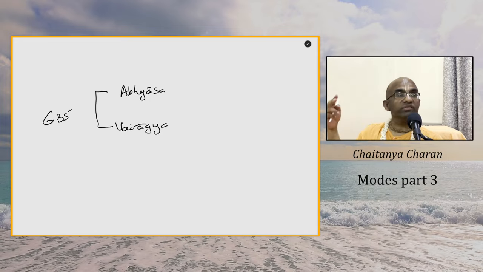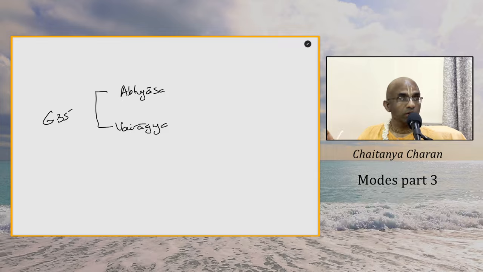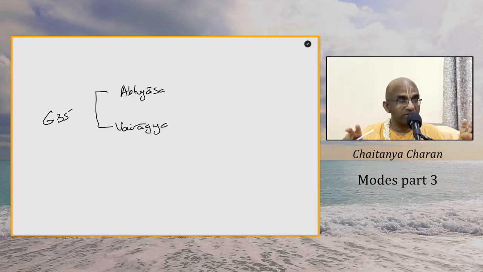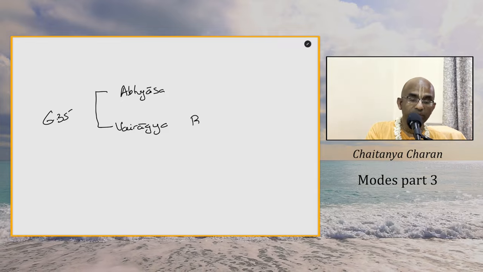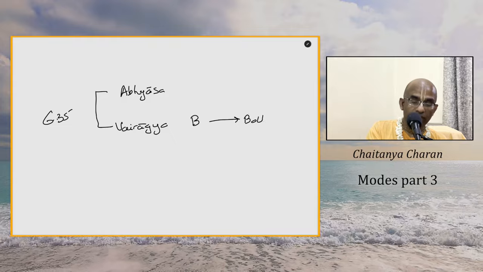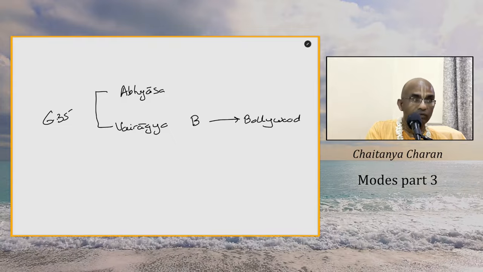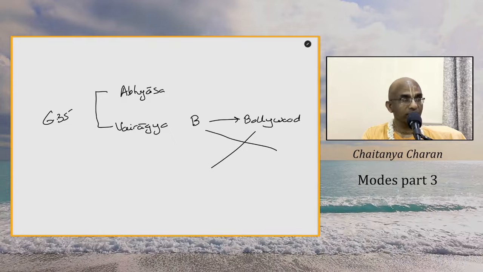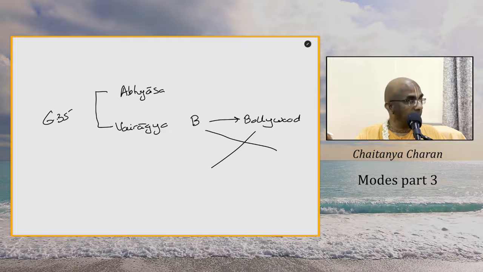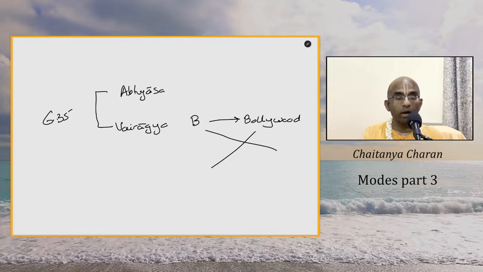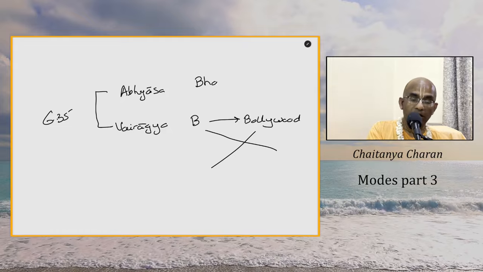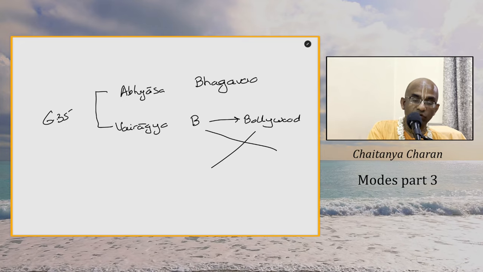So now these words can mean many different things in different contexts. But in this context of samskaras, vairagya means when B leads to Bollywood as autocomplete. So don't go there. Vairagya, it will come as autocomplete, but I don't have to go there. Abhyasa means Bhagavad Gita. Type the full thing.